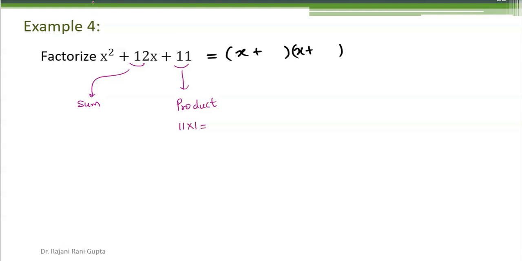Let's work on another example. We are looking for two numbers whose product is 11, and when you add them you should get 12. The product 11 being a prime number, you know that it is only 11 times 1. So it becomes easy when this number is prime. 11 plus 1 gives you 12. So correct, here you have 11 and 1.